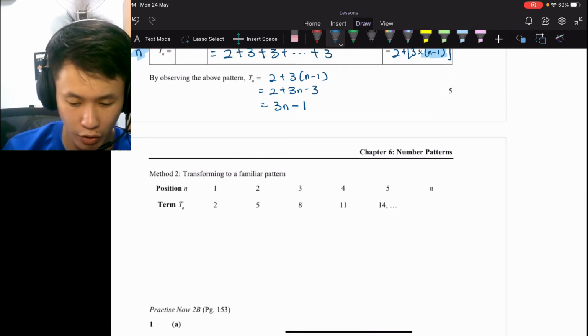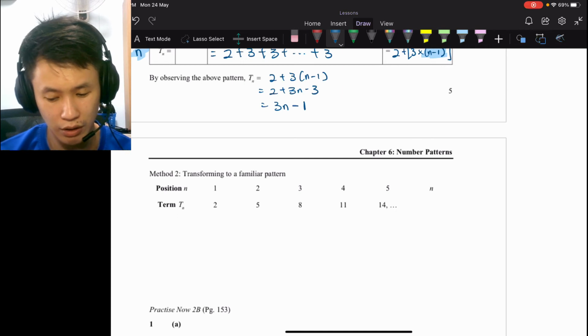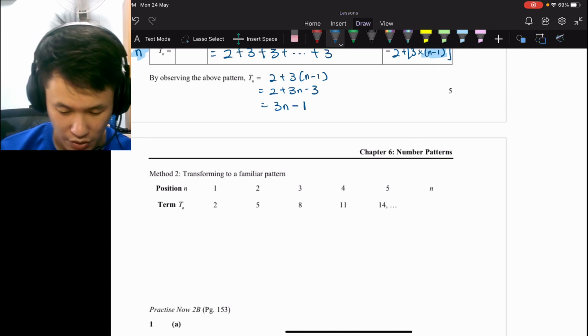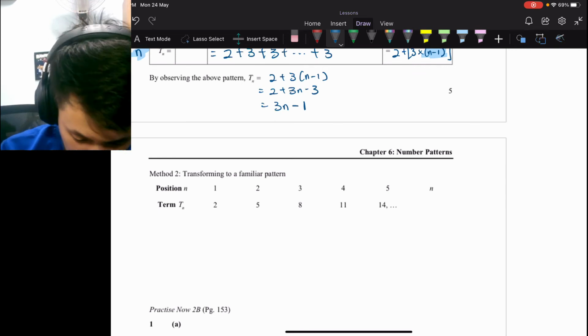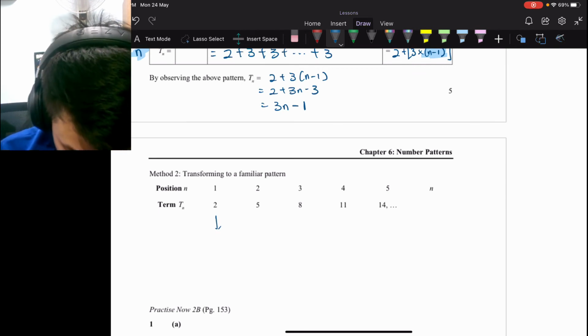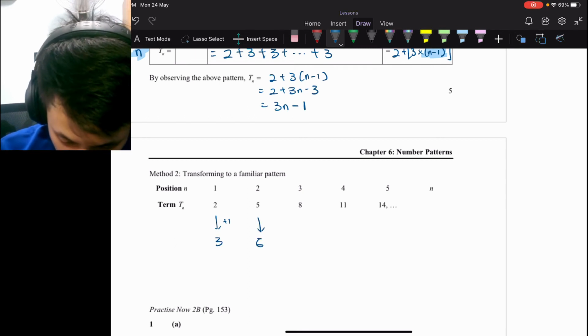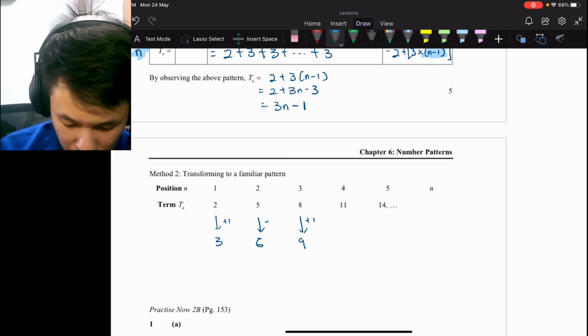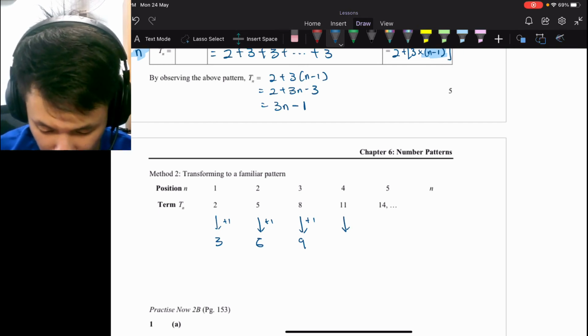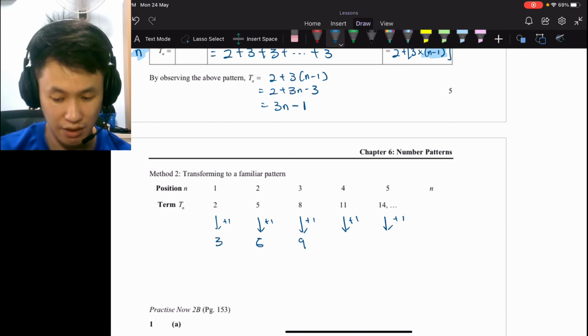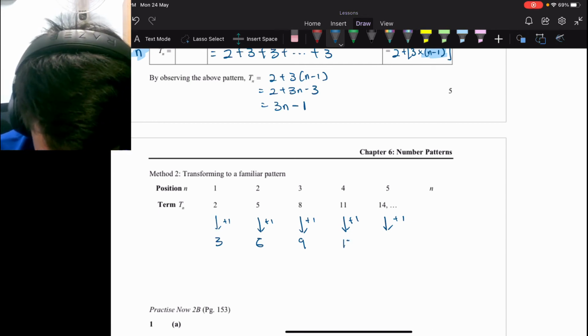Method 2 is all about transforming it to a relatively similar, easy pattern. So in this case, if I add 1 to this, it will be 3, right? I add 1 to this, it will be 6. I add 1 to this, it will be 9. I just add 1 to everything. So if you add 1 to one of them, you must add 1 to everything, such that the sequence stays the same. 3, 6, 9, 12, 15.